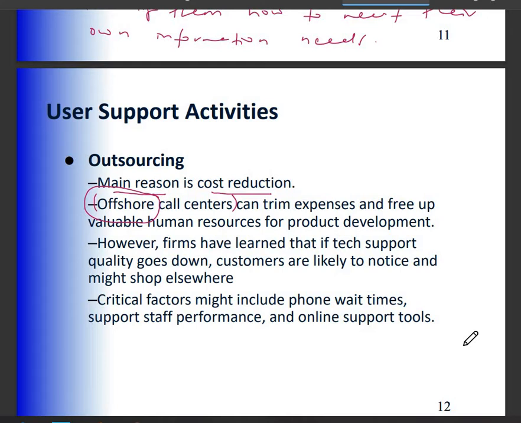So sekarang ni, companies kena fikir sama ada dia nak kejarkan the cost reduction, ataupun dia nak selesaikan masalah yang mungkin timbul disebabkan oleh the cultural differences. Okay, so itu ialah masalah sekiranya kita menggunakan offshore punya call center.